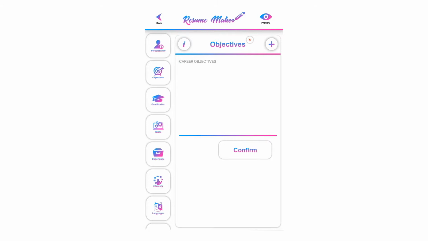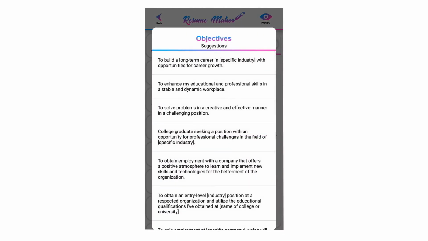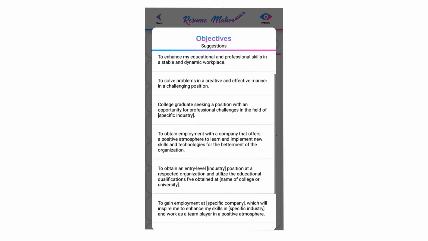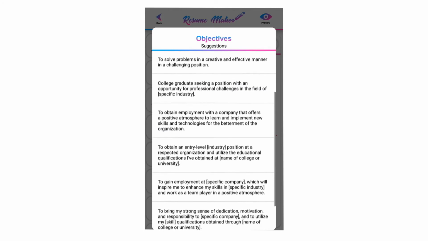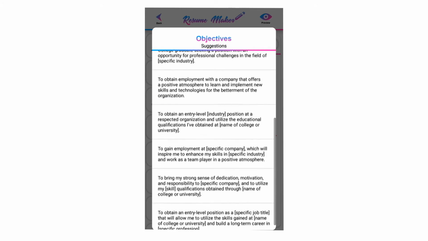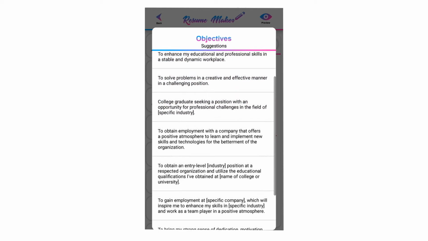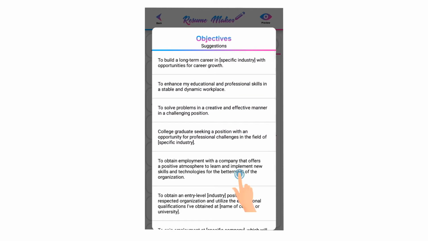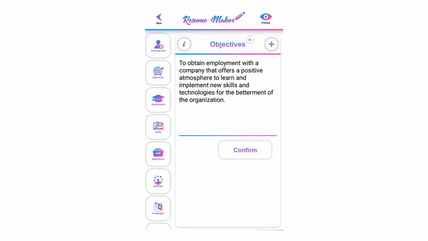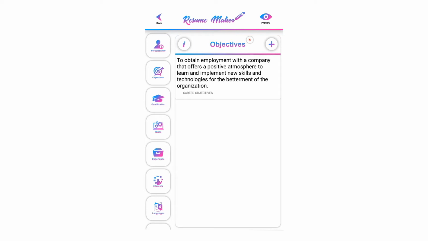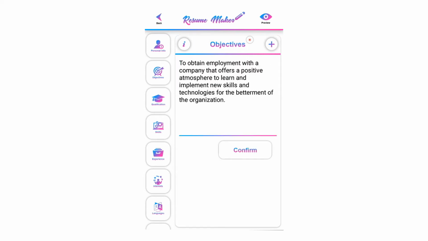Click on the plus tab to select the predefined objectives. These predefined objectives are written by experts. Scroll down to see more objectives. Select any objective that suits your requirement. Click on Confirm to save your written objective. Tap on Saved Objective to edit it.